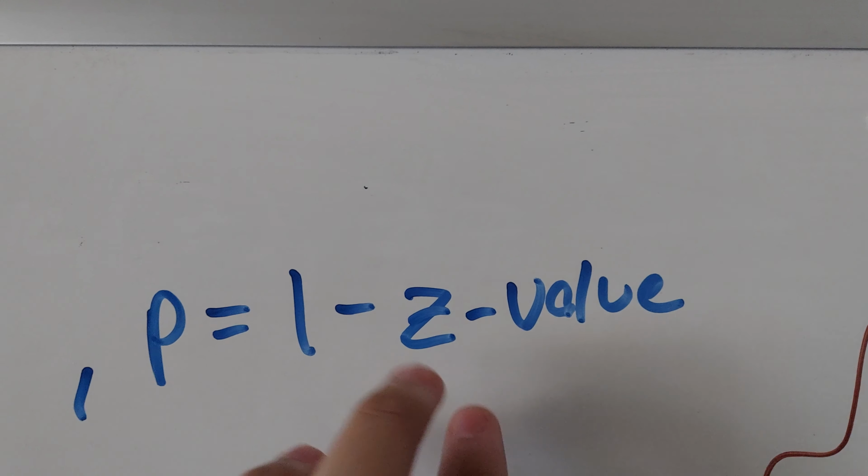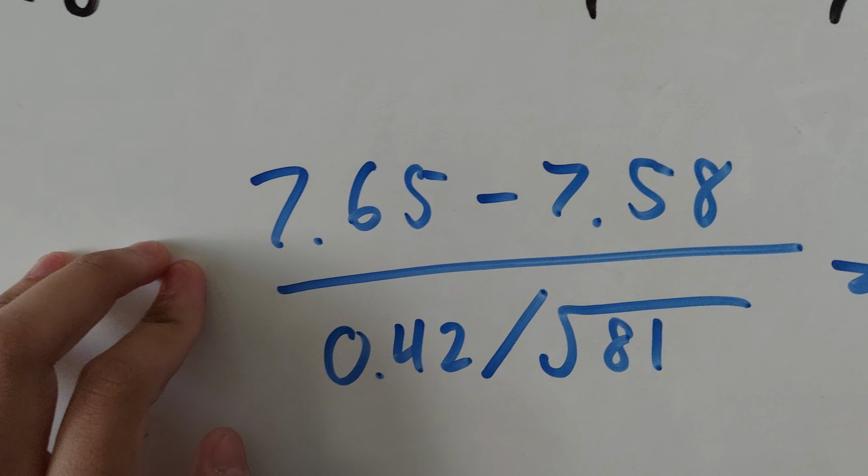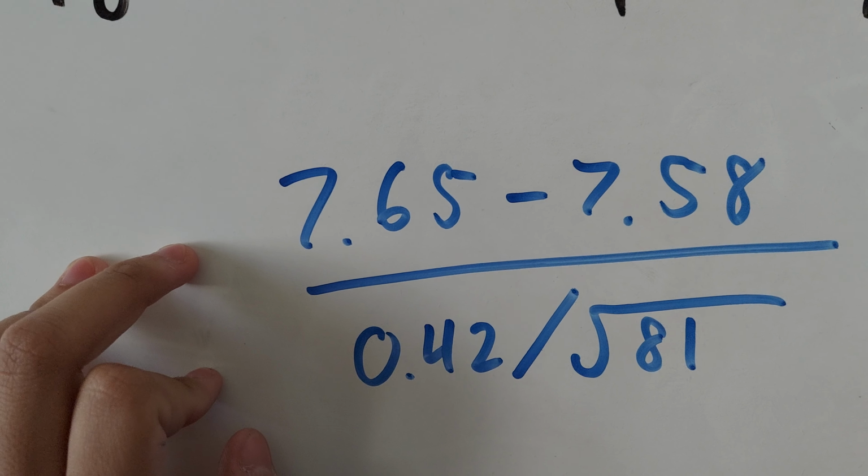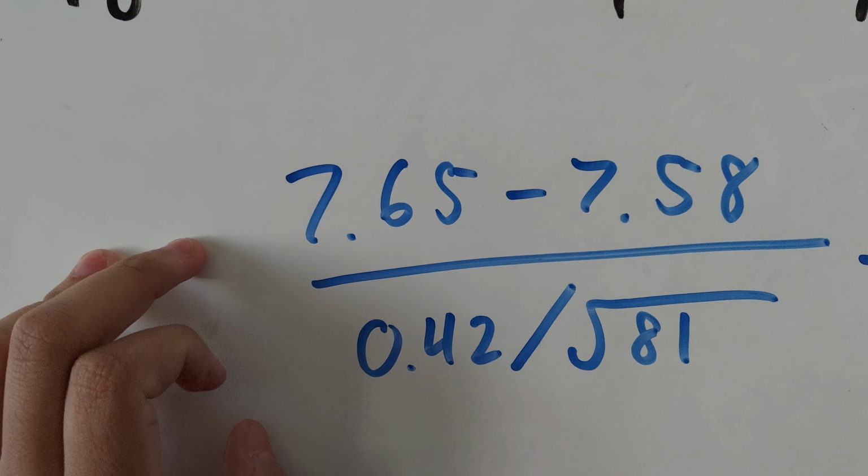So let's find z. How we're going to find z is with this formula: x-bar minus mu, divided by the standard deviation divided by the square root of n. We already wrote down everything we know, so it's shown here. We're going to plug everything in. It's going to look something like this: $7.65 minus $7.58, divided by 42 cents divided by the square root of 81.